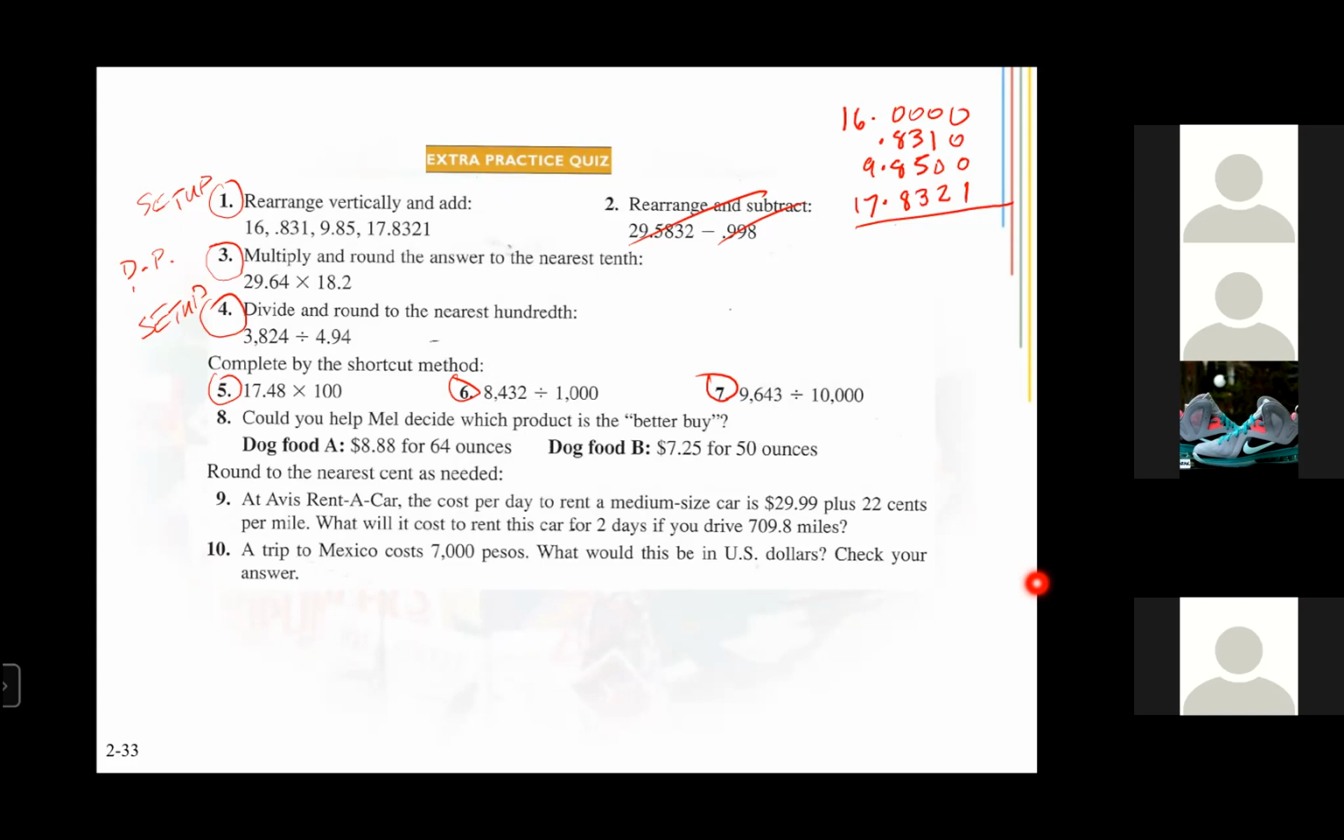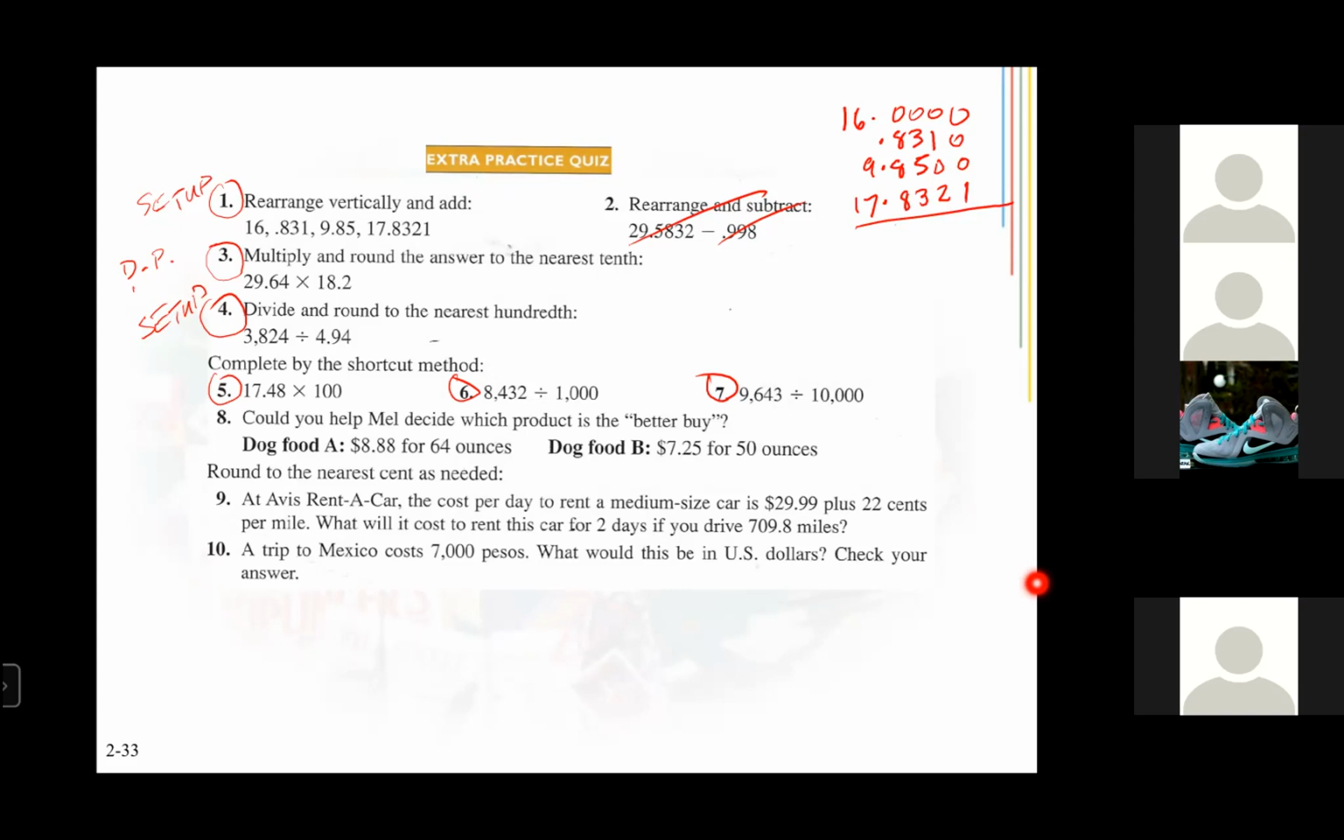Okay, the next one, number 4, says divide and round to the nearest 100. If you were setting this up, which number are you going to make into a whole number? 4.94. And how are we going to make that into a whole number? Moving the decimal place to the right 2 places. So if you move the decimal 2 places to the right, what's going to happen to the other number? Then you have to put the decimal place and add the zeros. Okay, so tell me what you'll get then.